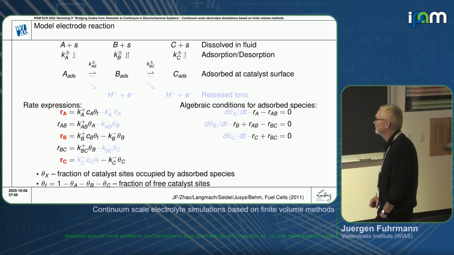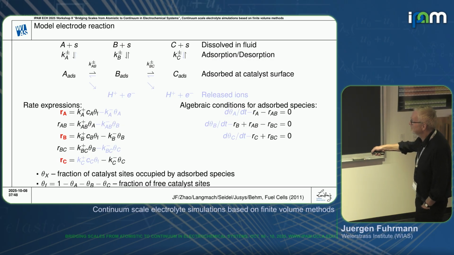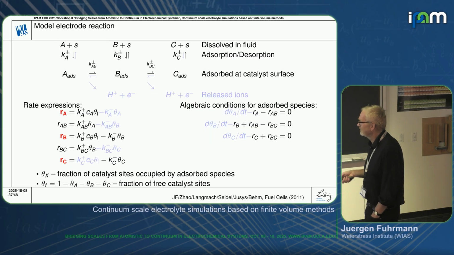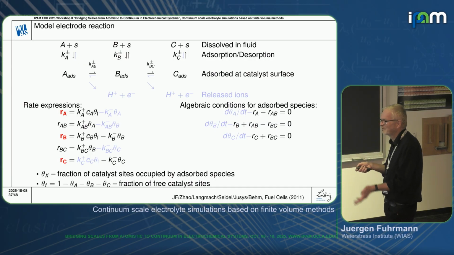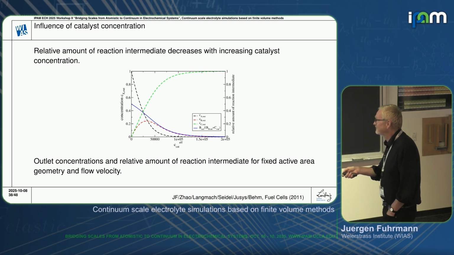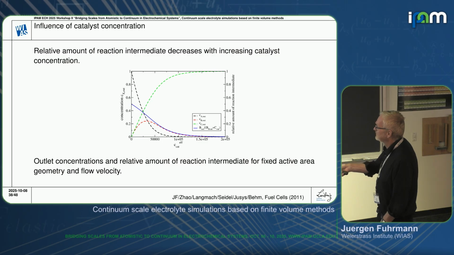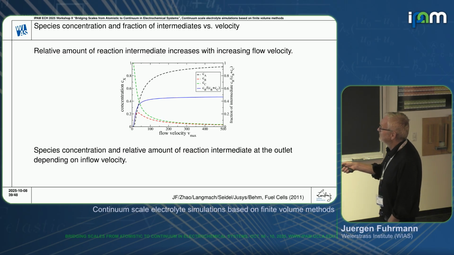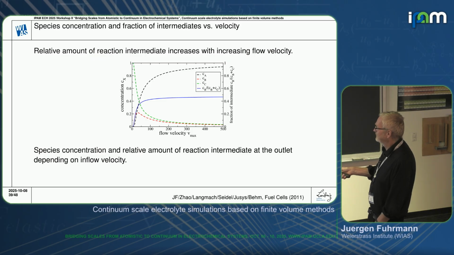Then we can set up the corresponding evolution equations also for the concentrations of the adsorbed species, which would be part of the system, which in the stationary case then reduces to an algebraic system. And then we can use our finite volume method and discretize these things and do the calculations. And we see very much the same effects where the relative amount of the reaction intermediates, the blue curves, decrease with increased catalyst concentration, and it increases with increasing flow velocity.